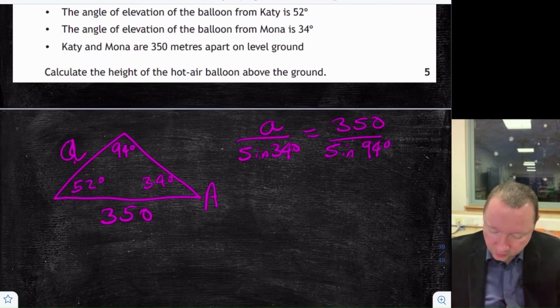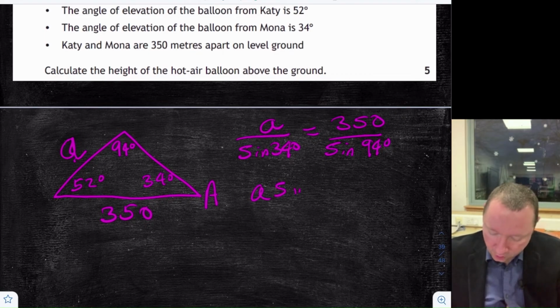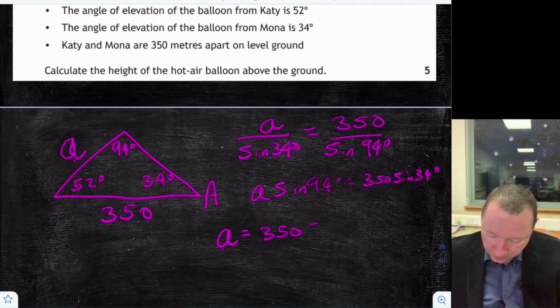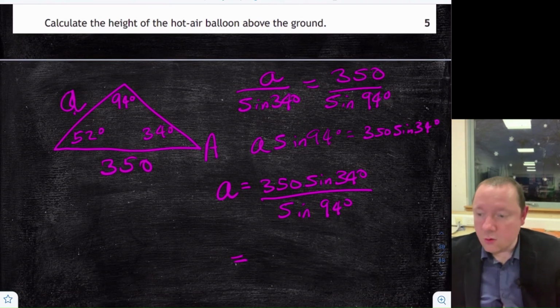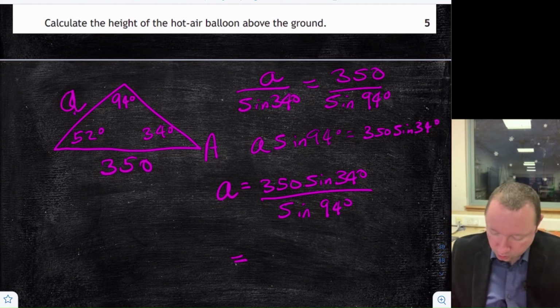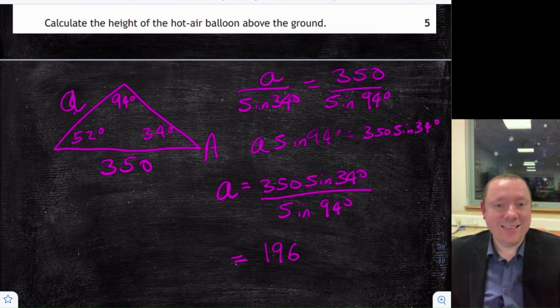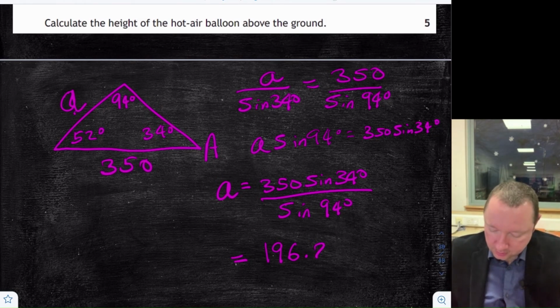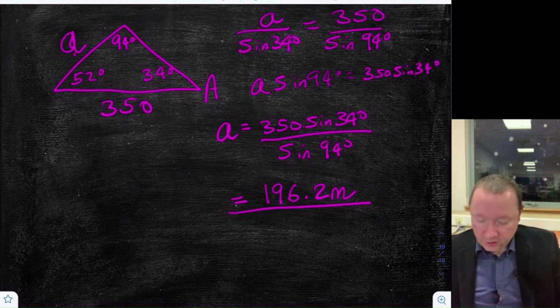We now need to rearrange that. So A sine 94 equals 350 sine 34. So A must equal 350 times the sine of 34 over the sine of 94. So getting a calculator and working that out, you get A is 196.195, or 196.2 would be fine, or even just 196. So far I've got 3 marks: substitution, rearranging, and getting an answer.